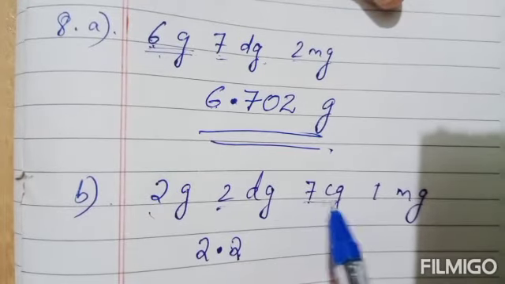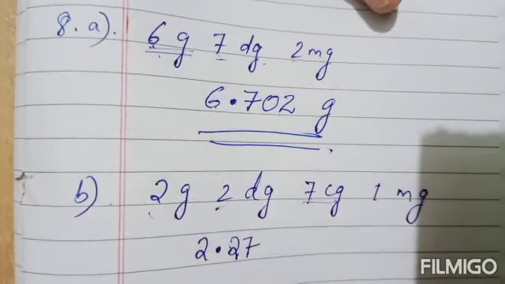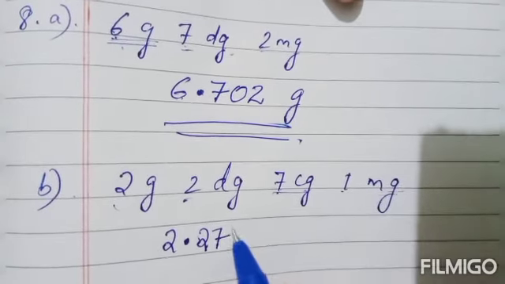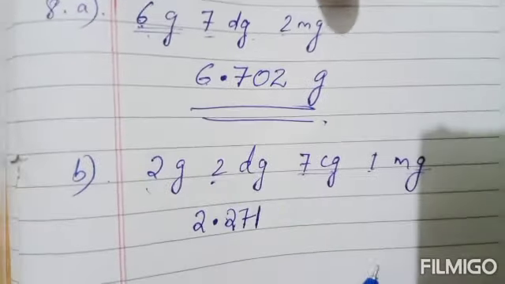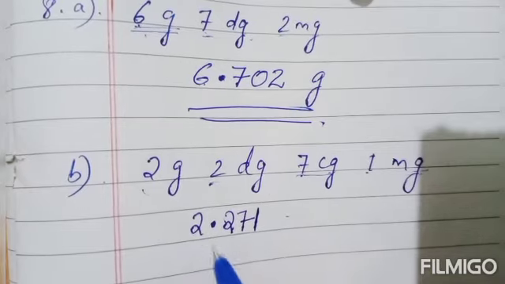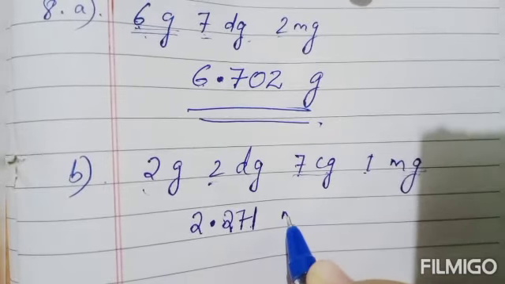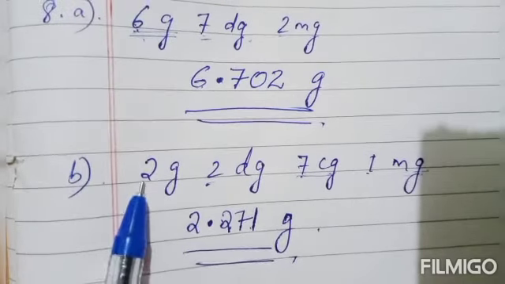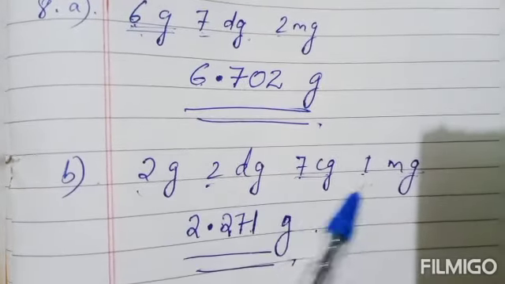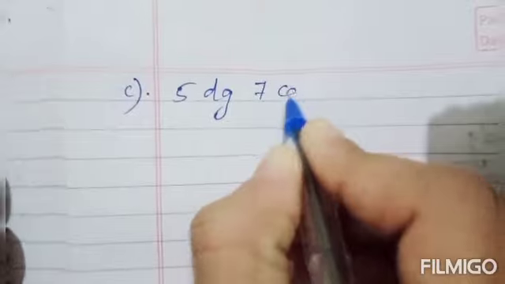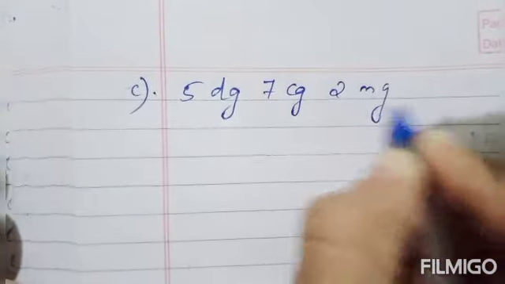100th place, centigram will come. So 7 in the 100th place. 1000th place, it is milligram. So 1 in the milligram's place. So 2.271 gram. This is the decimal notation of 2 gram, 2 decigram, 7 centigram, 1 milligram. Next is C. 5 decigram, 7 centigram, 2 milligram.